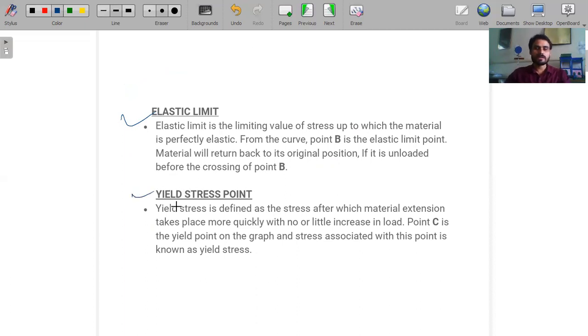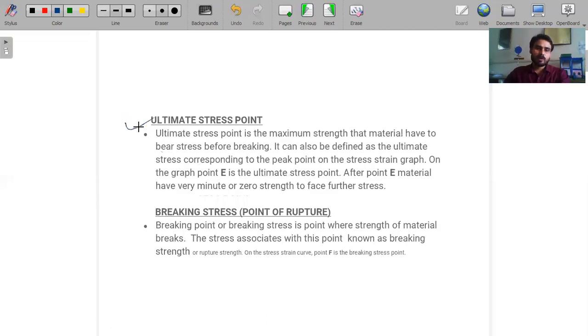Yield point is the transition point between the elastic range and the plastic range. The maximum strength in the elastic limit is the yield strength. The strength at the point of yield is called the yield stress. Ultimate point: the maximum stress that mild steel produces under the maximum load is called the ultimate stress point. After that point, the material will stop taking load. And the breaking point, F, is the breaking point or fracture point or rupture point. Same terminology, all of them.